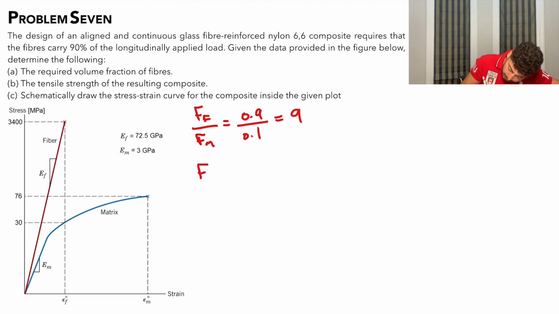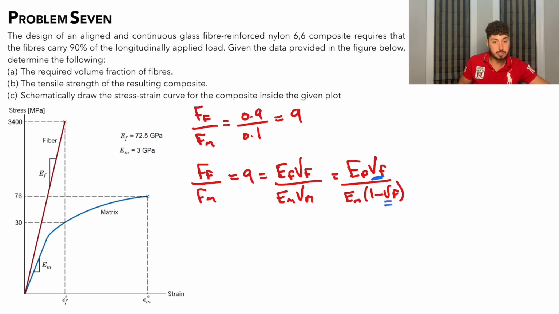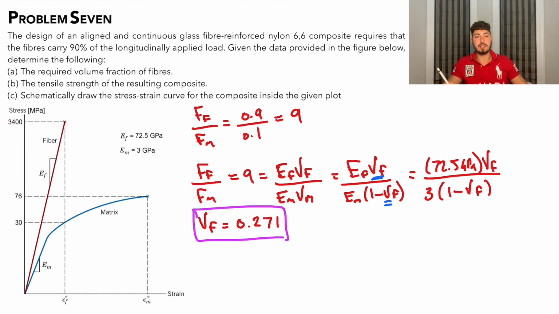So we can now say that FF divided by FM is equal to 9, which is equal to EF VF divided by EM VM, or we can further simplify to EF VF divided by EM times 1 minus VF. Now we can very easily identify our unknown parameter, which is VF, what we're solving for, and simply solve. Substituting the values from the problem, EF is equal to 72.5 gigapascals, so VF divided by 1 minus VF times EF over EM, which is 3. Isolating for VF and rearranging the equation, we can get that VF is equal to 0.271. And that's how we find the volume fraction of the fibers for part A.